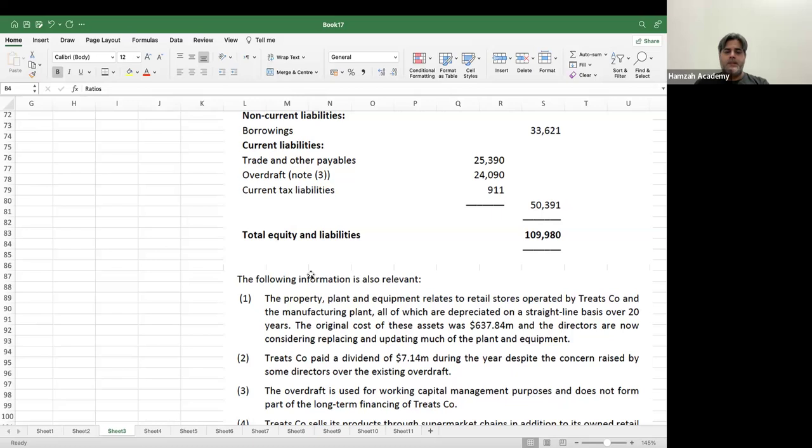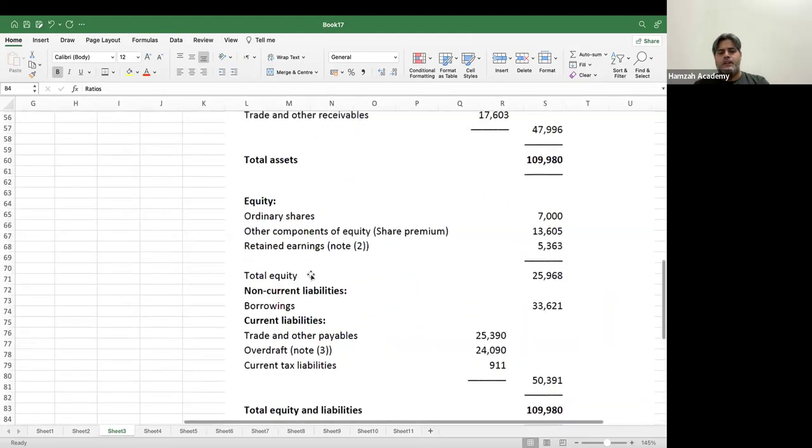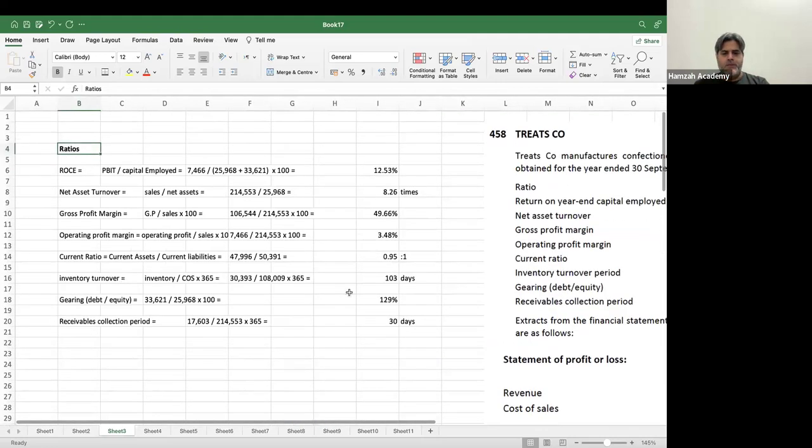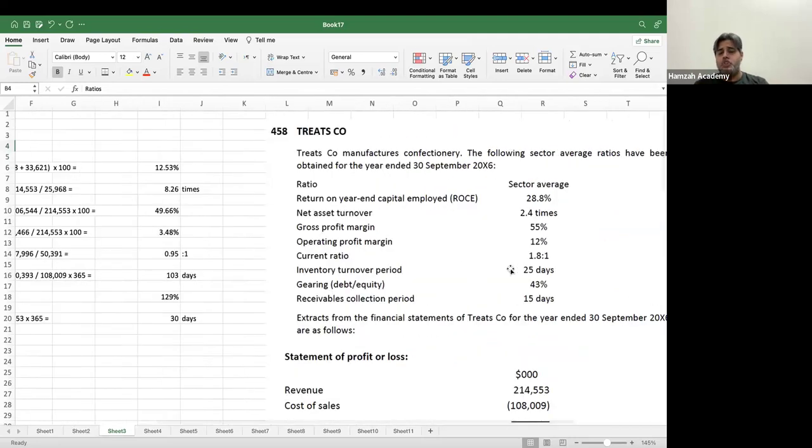As far as the current ratio is concerned, this is significantly lower than the industry average, and this is likely because of the significant overdraft which the treats company uses for working capital management. So it appears that lots of cash is also tied up in the inventories, because our inventory holding days are 103 days, whereas that of the industry is just 25 days. So it means we are taking around 4 times the time taken by the industry as a whole.